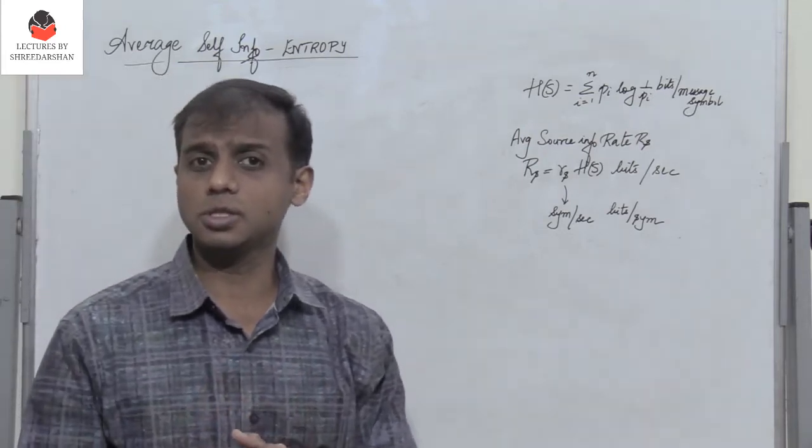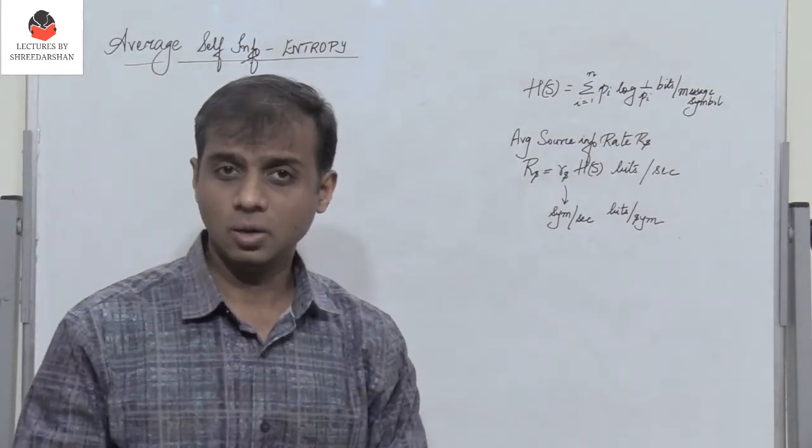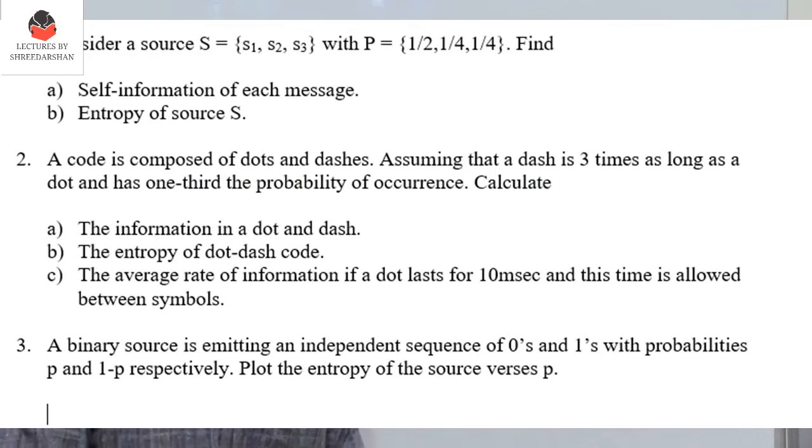The first one, of course, is very simple, and you can see all three problems on the screen. The first one is to find the entropy of the source with three symbols S1, S2 and S3 with probabilities 1 by 2, 1 by 4 and 1 by 4. The second problem is very important. And then we move on to the third problem, wherein we also come across a very important phenomenon of entropy, considering a binary source. So let us go through all these three problems very quickly.